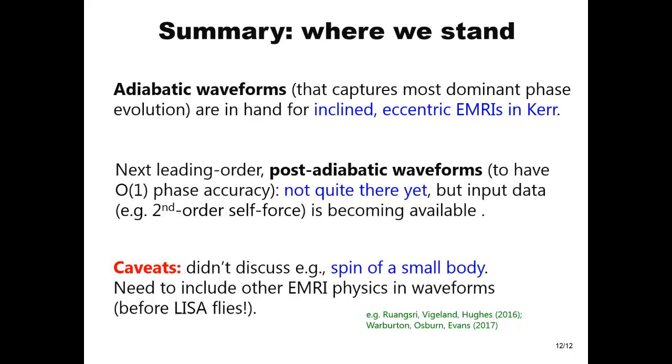And finally, let me emphasize that what we reviewed here is just a small corner of the activity to model extreme mass ratio inspirals, ignoring many of the EMRI physics that will have to be included in the waveform modeling. For example, we didn't discuss the spin of the small body. Of course, the spin of the small body is expected to be negligible compared to the spin of the large black hole. Nevertheless, the spin of the small body is important if we wish to have order 1 phase accuracy of the waveform. So, that said, including the other EMRI physics in the waveform is another frontier, and we need to think about it.